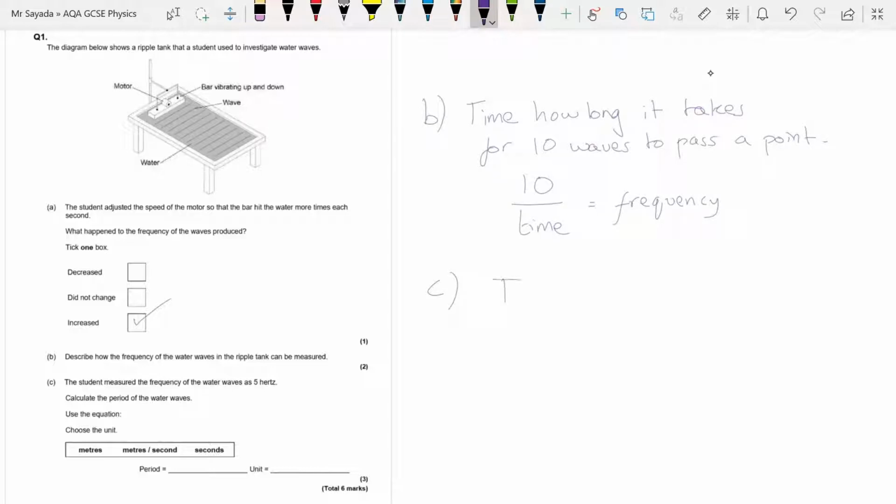So we need to write the equation. Period is 1 over frequency. And we substitute 1 over 5, and that gives 0.2. And the units for period are seconds.